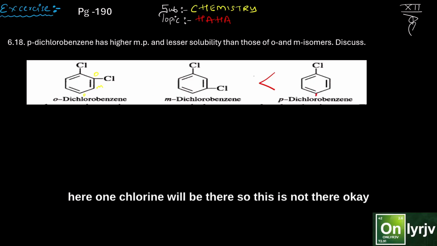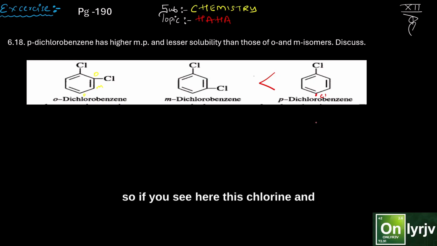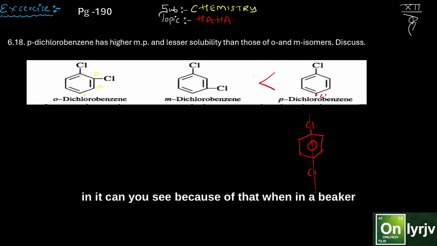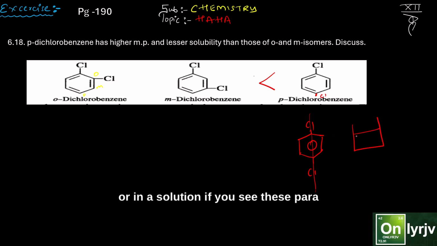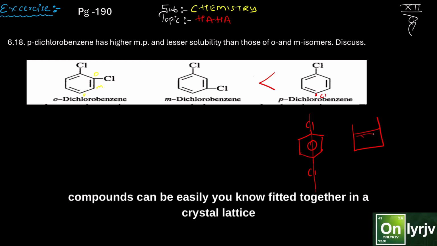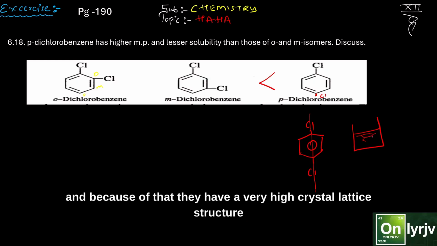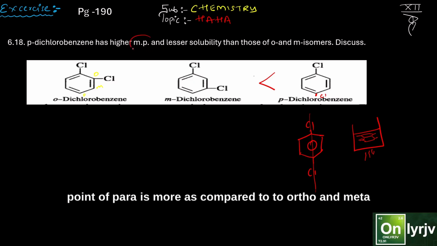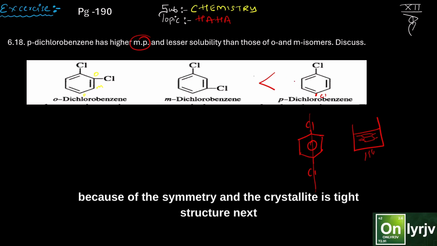Now obviously in para, one chlorine will be there, so this is not there. Okay, so if you see here, this chlorine and this chlorine are as far as possible in this structure and they have a proper symmetry in it. Can you see it? Because of that, these para compounds can be easily fitted together in a crystal lattice, and because of that, they have a very tight crystal lattice structure, and that is very difficult to break. And to break them, you need to provide more heat. So this is the first reason why the melting point of para is more as compared to ortho and meta, because of the symmetry and the tight crystal lattice structure.